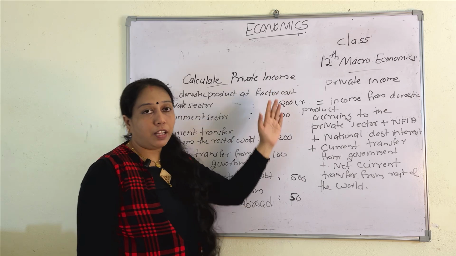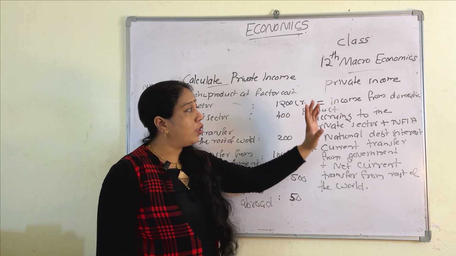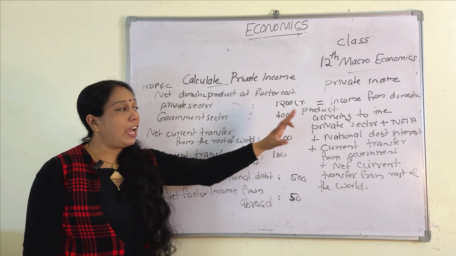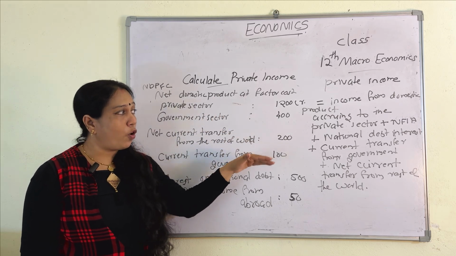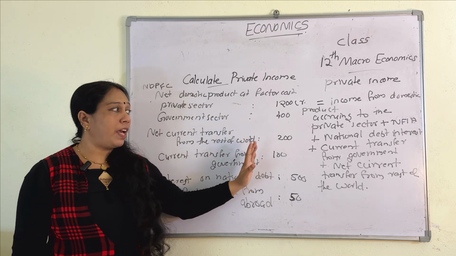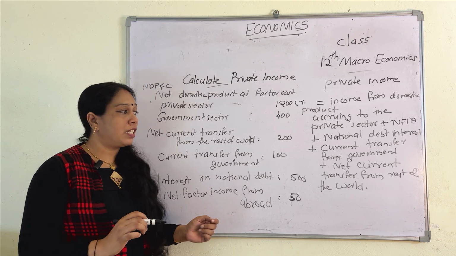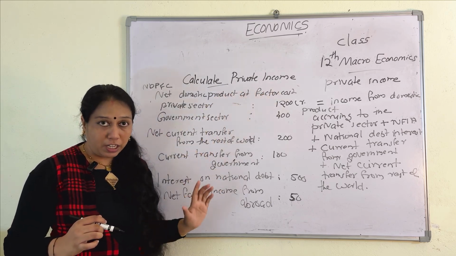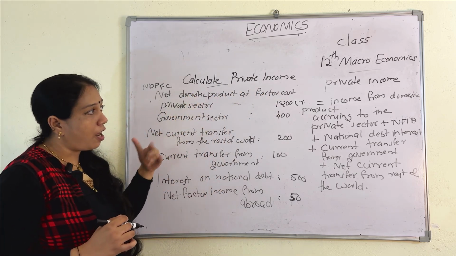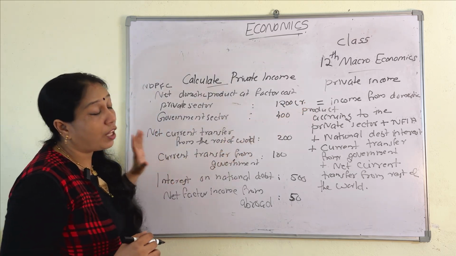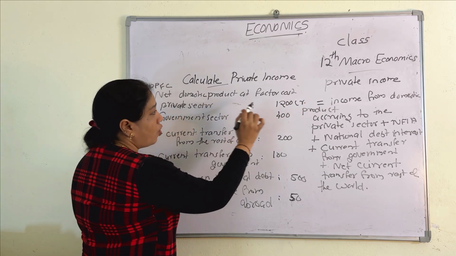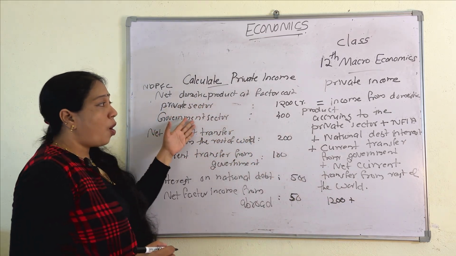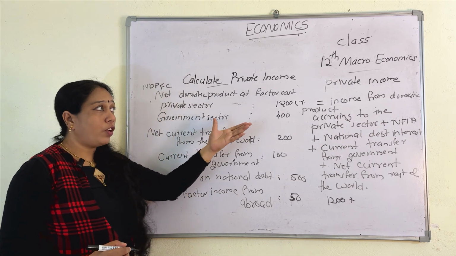Now you have to apply the equation. How to calculate the private income? The formula is income from domestic product accruing to the private sector plus NFIA, the net factor income from abroad, plus national debt interest plus current transfer from the government plus net current transfer from the rest of the world. So 5 terms you have to add to find the private income, and all this data is available. For the income from domestic product accruing to the private sector, only the private sector you have to add. So 1200; the government sector you should not include, because here we have to calculate the private income.